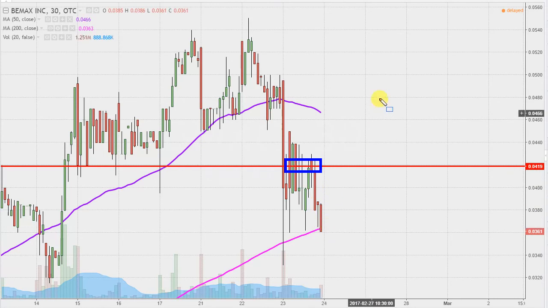So in any sort of bounce, first and key level of resistance is going to be 0.042. If the price can push through there, then the next level to keep an eye on is going to be that 50 period simple moving average. But one step at a time, bulls first got to get above 0.042.